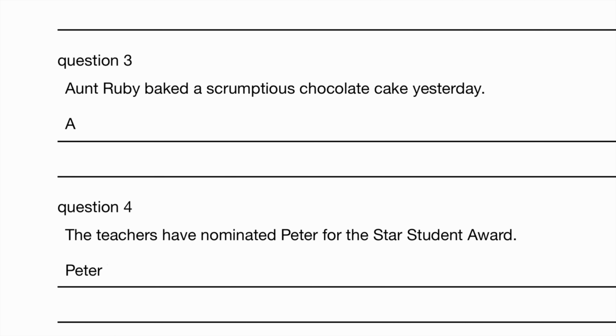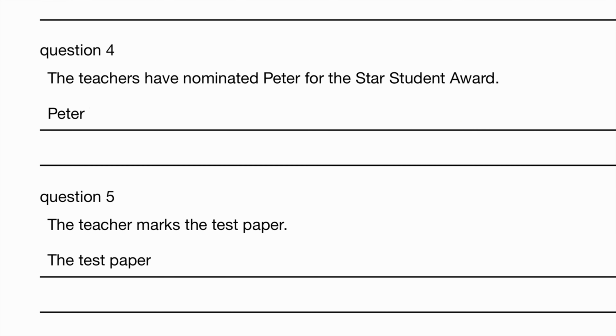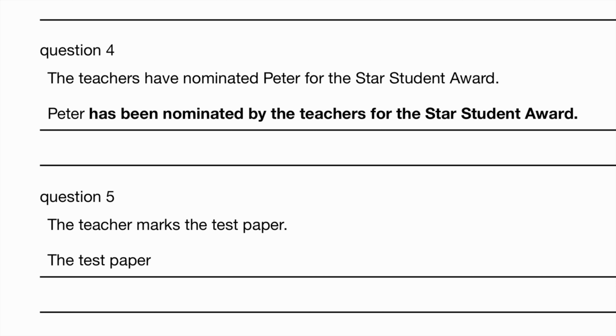Aunt Ruby baked a scrumptious chocolate cake yesterday. So we're using the past tense here. Okay, what's the object here? A scrumptious chocolate cake was baked by Aunt Ruby yesterday. The teachers have, present tense, nominated Peter for the Star Student Award. Peter has, singular, been nominated by the teachers for the Star Student Award.